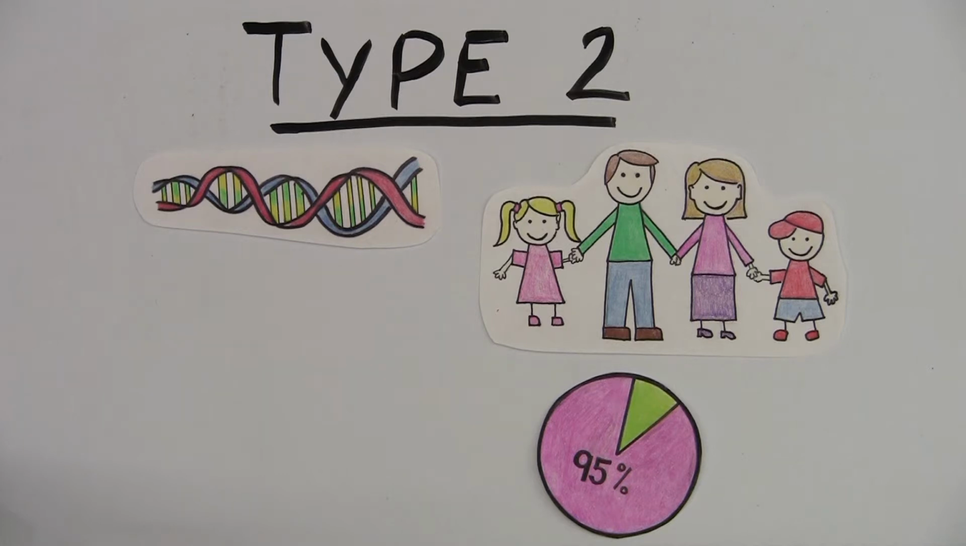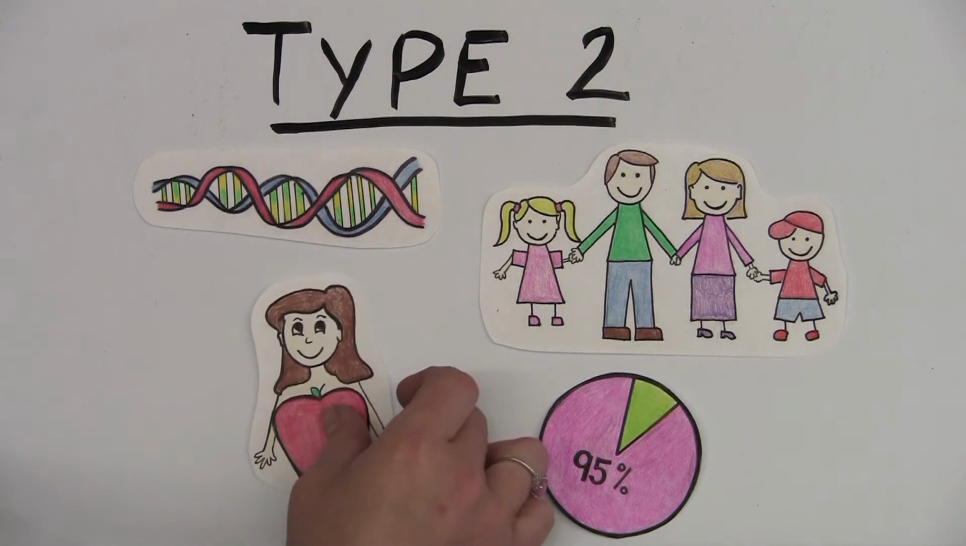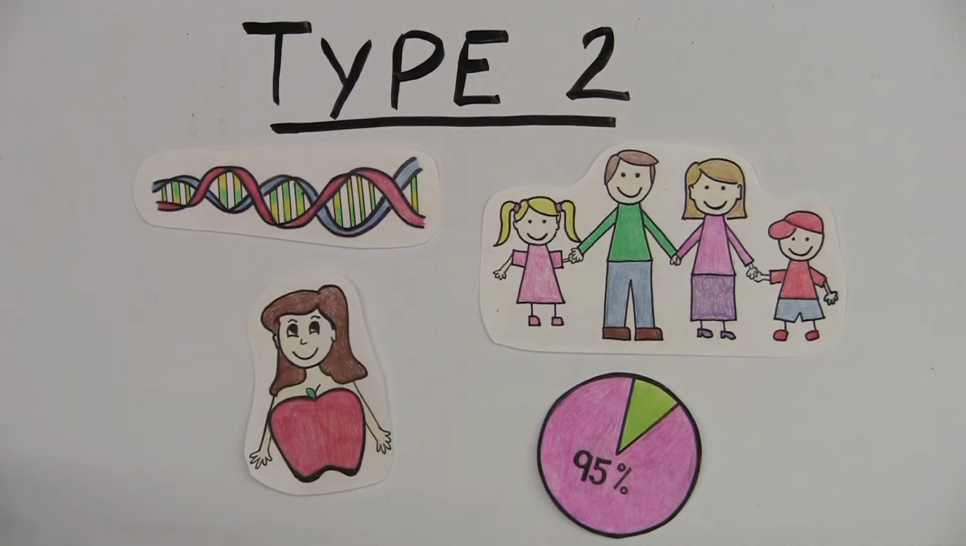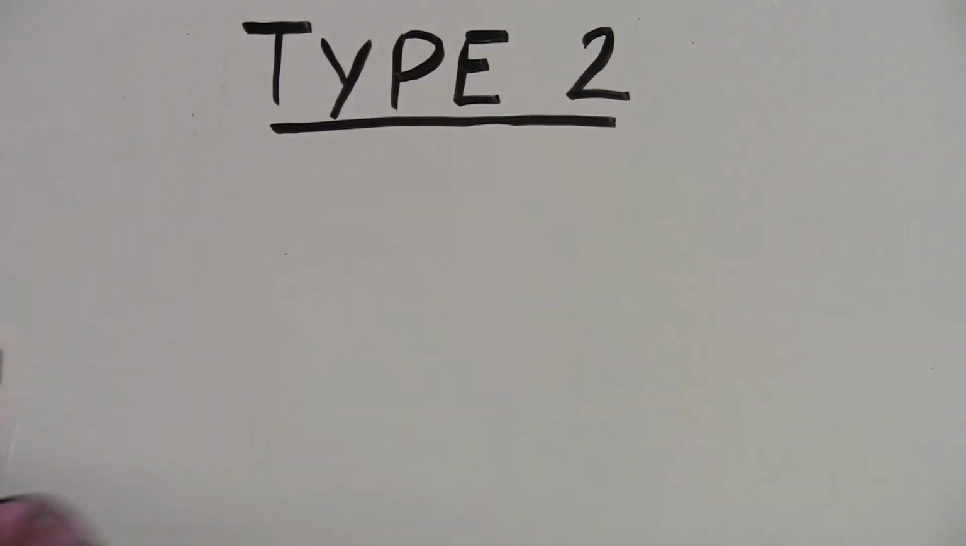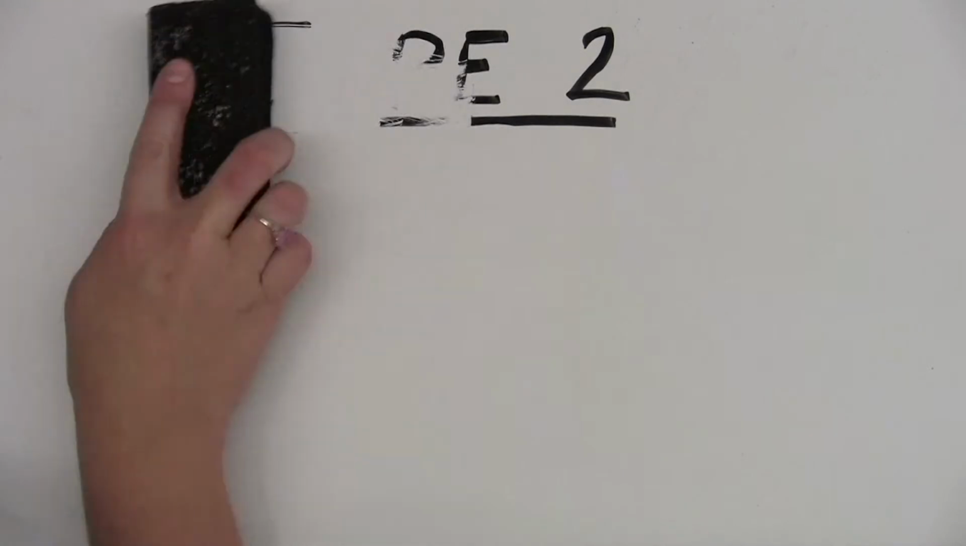People with type 2 diabetes are usually older and have an apple body shape, meaning they carry most of their weight around their stomach. Type 2 diabetes is developed over time and can be preventable. Later, we will discuss more about type 2 diabetes and how you can prevent it.